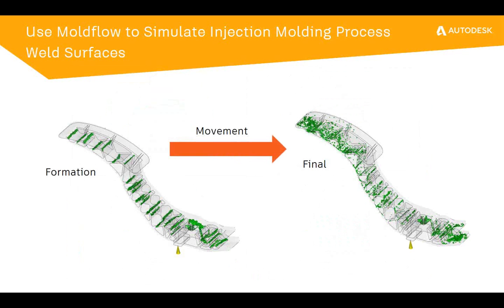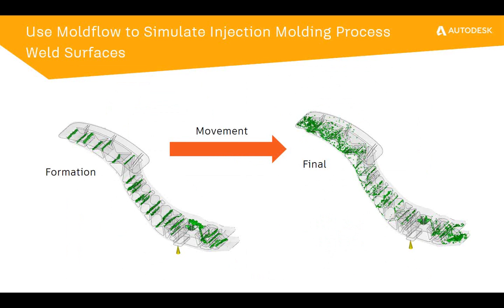Now, I have an example that shows this a little bit more, where we see quite a bit of difference between the formation and the final weld surface location. So in this example, we have a pedal part that is injection molded, and we see on the left-hand side is the location of where these three-dimensional weld surfaces form.